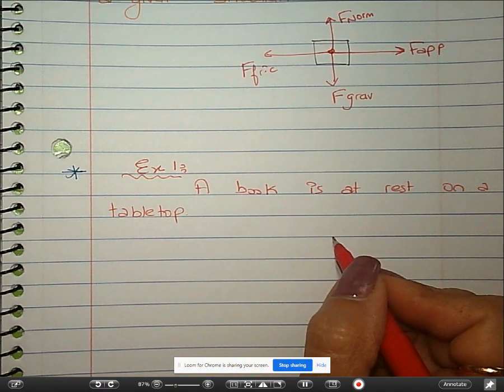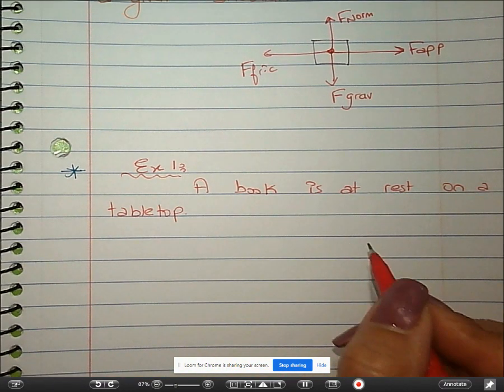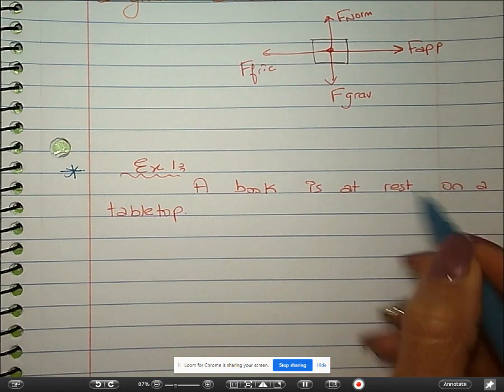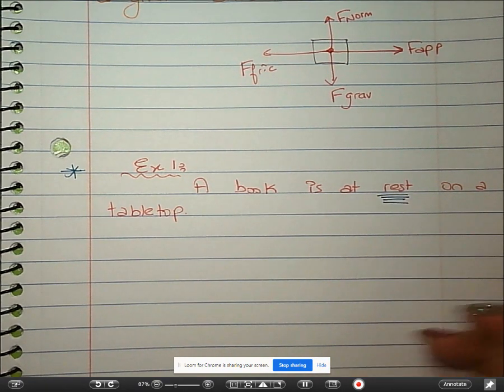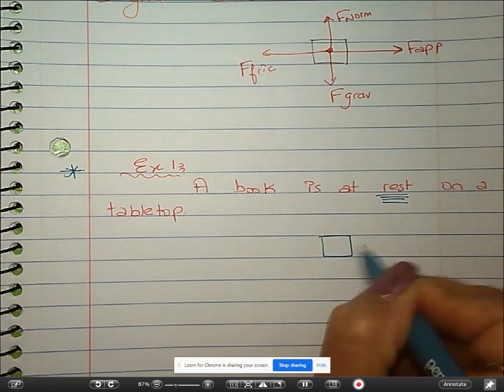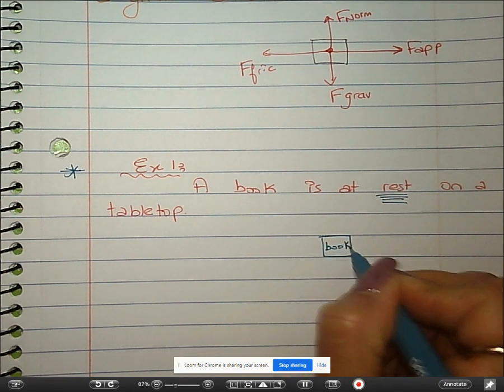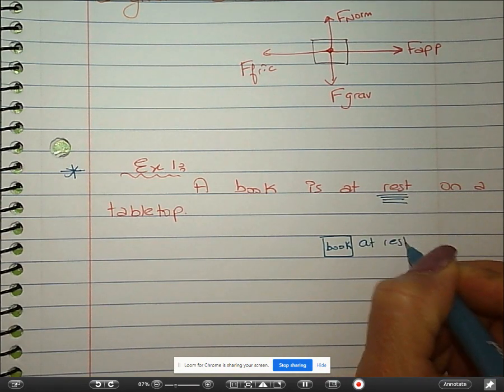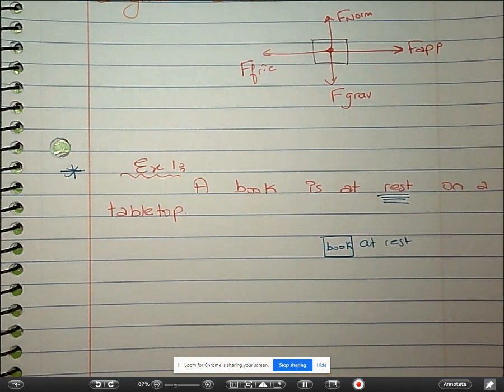Okay, so how do we draw this? How do we do the free body diagram for this? So I have the book and it says it's at rest. That means it is not moving. So that is the book, all right? And it's at rest. That means what do we have?